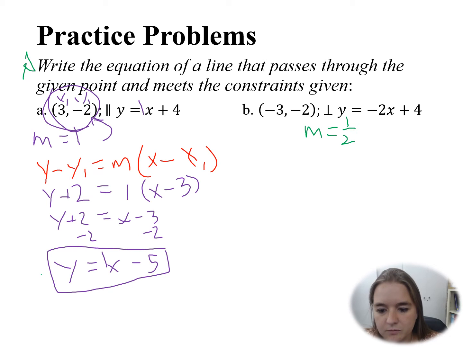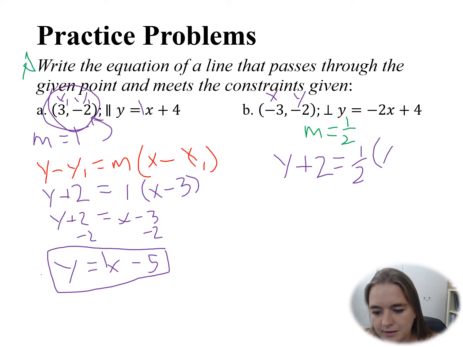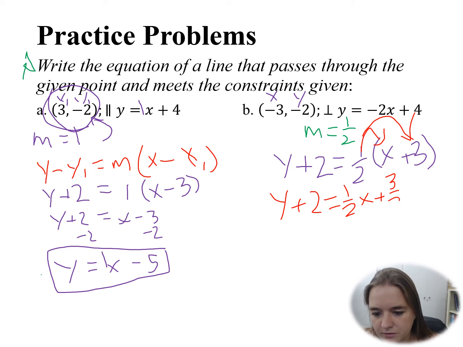So let's label these pieces again. I have x and y. My y minus negative 2, which is the same as y plus 2, equals my slope times x minus x1. Well, x1 is negative, so minus negative 3 is the same as plus 3. I'm going to simplify by getting rid of my parentheses this time, and I do need to use the distributive property. I get y plus 2 equals 1/2 x plus 3 over 2.